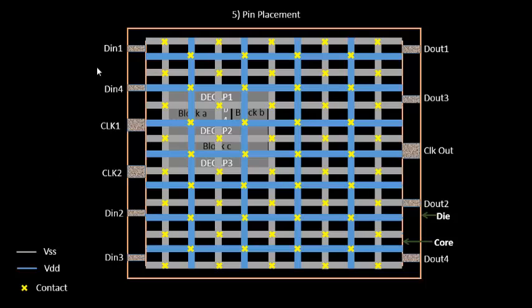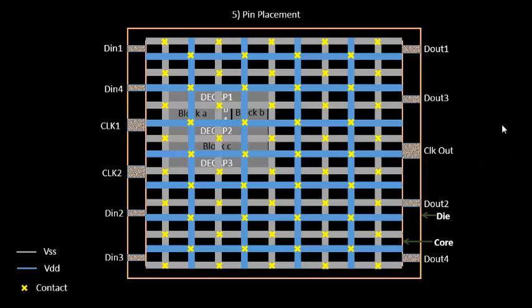So we have these input ports: Din1, Din4, clock 1, clock 2, Din2, Din3, and the output ports are placed over here. There are two things that have to be observed here. First of all, the ordering of the input ports is random. Din1 comes first, then Din4, then Din2, then Din3, and the ordering of the output ports is again random. So it's Dout, Dout1, Dout3, Dout2, Dout4.